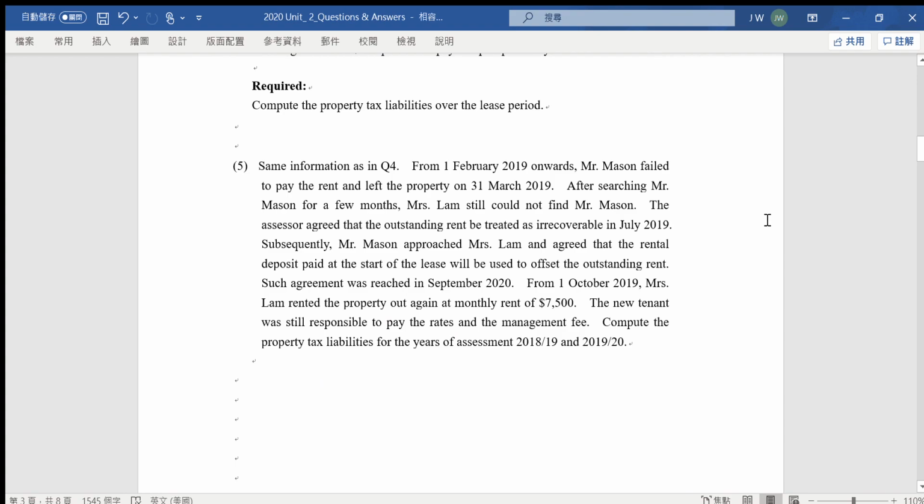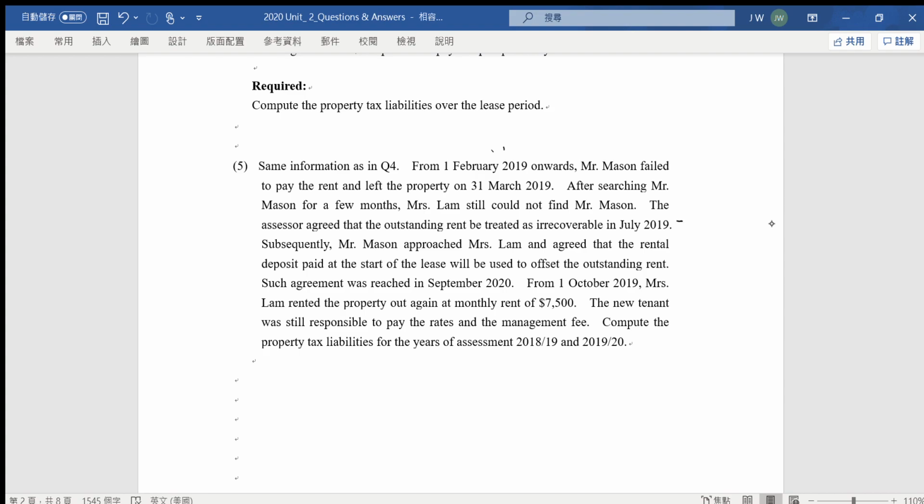Okay, question 5. The information is the same as question 4 from 1st of February 2019 onward. Mr. Marsden failed to pay the rent and left the property on 31 March 2019. That's why in this year, it seems that there are 2 months rent outstanding, right? But after searching for Mr. Marsden for a few months, Mrs. Lam still could not find Mr. Marsden. Okay, and also the assessor agreed the outstanding rent will be treated as irrecoverable rent on that year, July 2019.